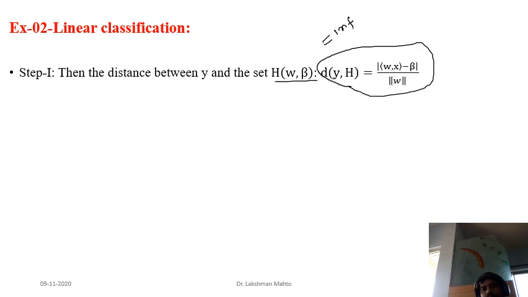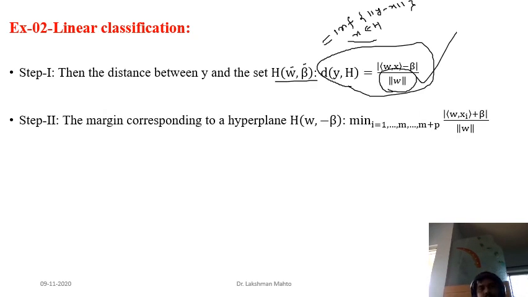Distance is defined by the infimum of all the distances between y and any point x taken from the hyperplane h. In short, I am writing the notation h; otherwise, h is already specified by the corresponding weight vector w, or you can call it the normal vector w, and bias beta. So this is the definition of the distance of a point with respect to a set. If you simplify, then the distance of y with respect to the given hyperplane h will be this ratio: the absolute value of the dot product of w with y minus beta, divided by the norm of the weight vector.